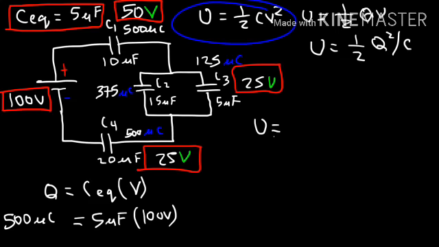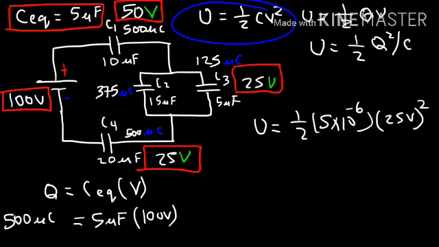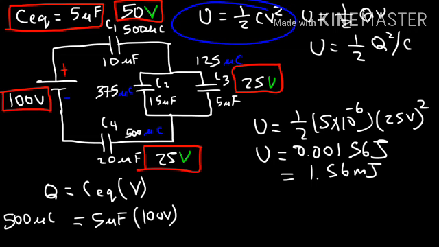For C3, it's going to be 1/2 times a capacitance of 5 microfarads, which is 5 times 10 to the minus 6. And then the voltage is 25 volts. So it's 0.5 times 5 times 10 to the minus 6 times 25 squared. And so the potential energy across that capacitor is 0.00156 joules, which you can say is 1.56 millijoules.